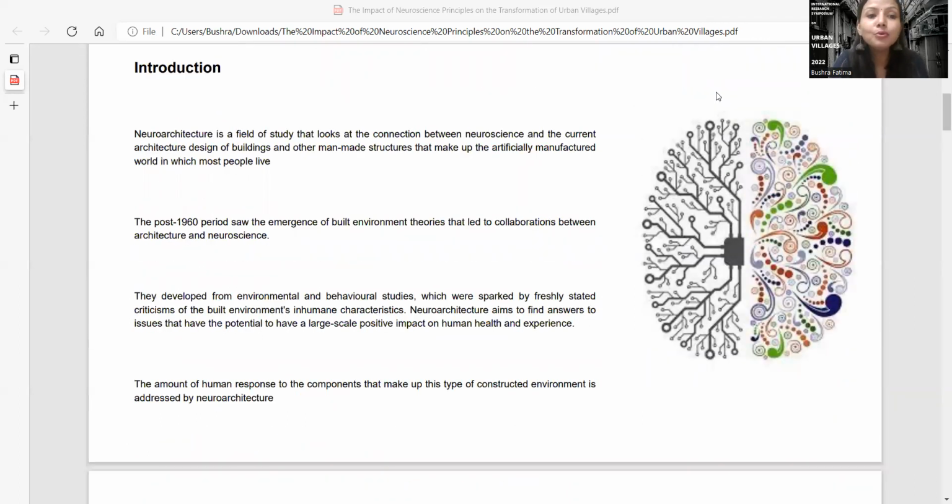The study of how the nervous system develops, its structure, and what it performs is known as neuroscience. Neuroarchitecture is a field of study that looks at the connection between neuroscience and the architecture and design of buildings and other man-made structures that make up the artificially manufactured world in which most people live. Neuroarchitecture addresses the amount of human response to the components that make up this type of constructed environment. Neuroscientists study the brain and how it affects behavior and cognition. Neuroscience is concerned not only with how the nervous system works normally, but also with what occurs in the nervous system.